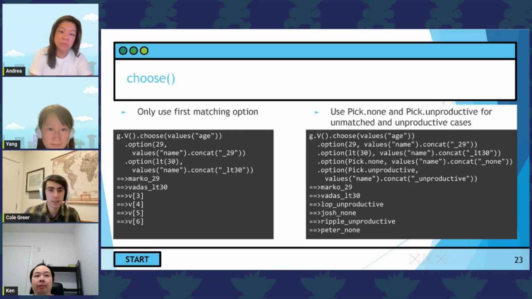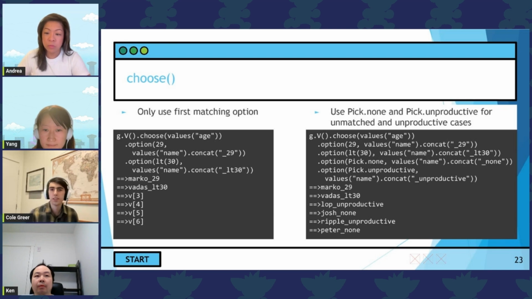Jump to the next slide. I want to take a look at choose. The examples I've got here are in what I call the switch form of choose. There's a few changes that were made here to make it a bit more intuitive and easier to use. The first example on the left is that choose now only takes the first matching option. Choose used to run all options that match the provided traverser, but now it's just the first one. If we take a look at that example, this is just in the modern graph.